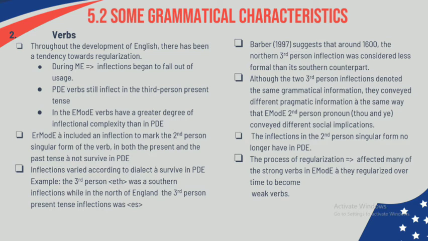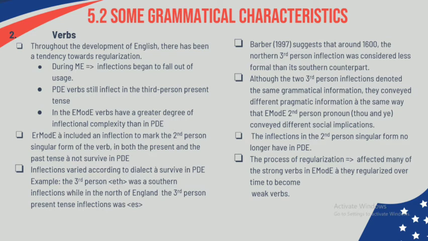Barber suggests that around the 16th century, the northern third person inflection was considered less formal than its southern counterpart. Although the two third-person inflections denoted the same grammatical information, they conveyed different pragmatic information, the same way that the early modern English second-person pronouns thou and you conveyed different social implications. The inflections in the second-person singular form no longer exist in present-day English.